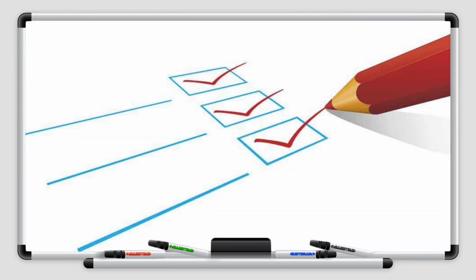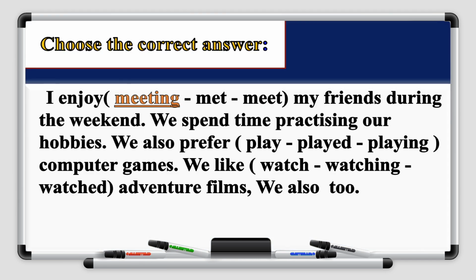Check your answers. I enjoy. Here we chose the gerund. What is the gerund? It's the verb when we change it into a noun by adding ing. So the gerund here is meeting. I enjoy meeting, because enjoy, so when we see enjoy or like or prefer, we choose the gerund. My friends during the weekend. We spend time practicing our hobbies.